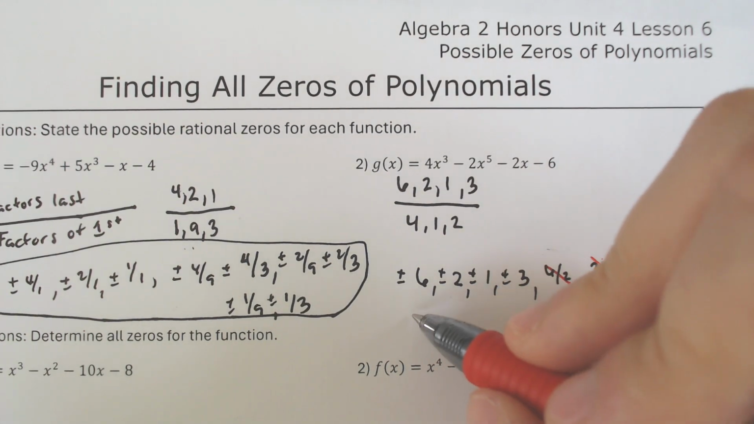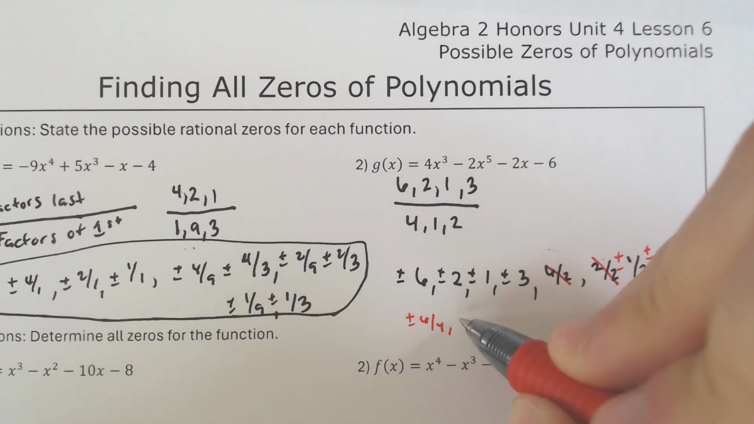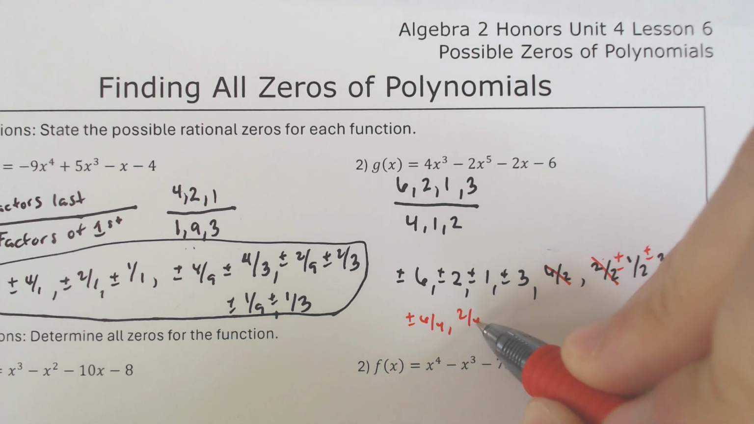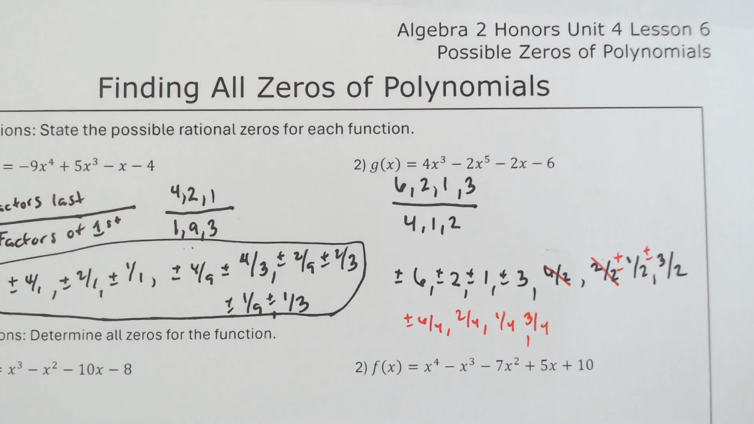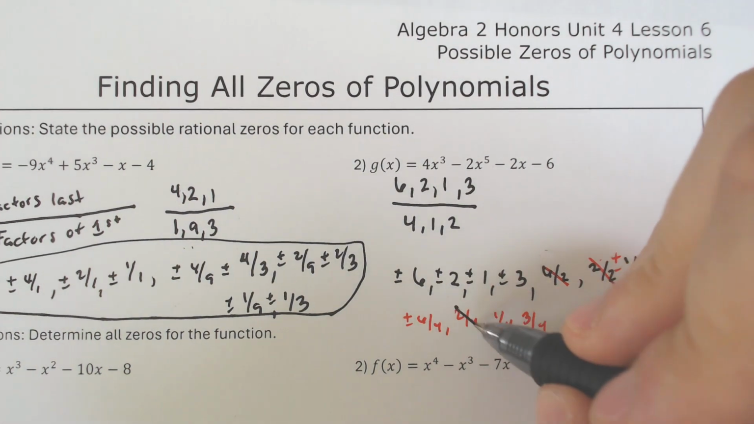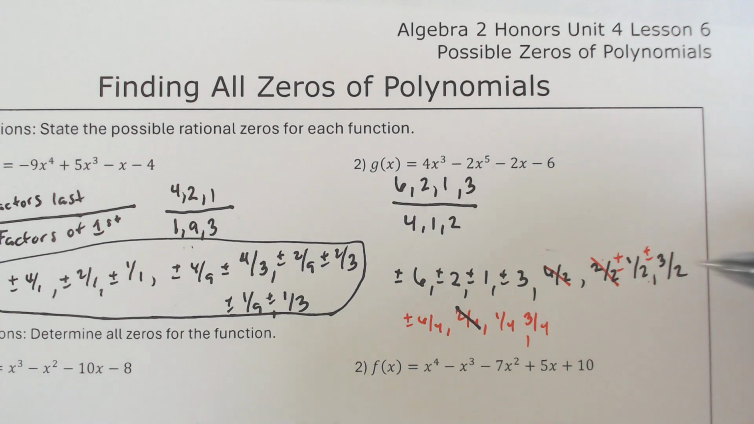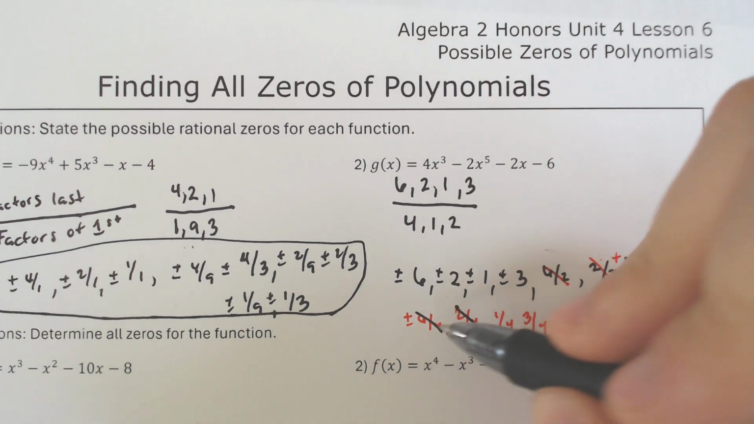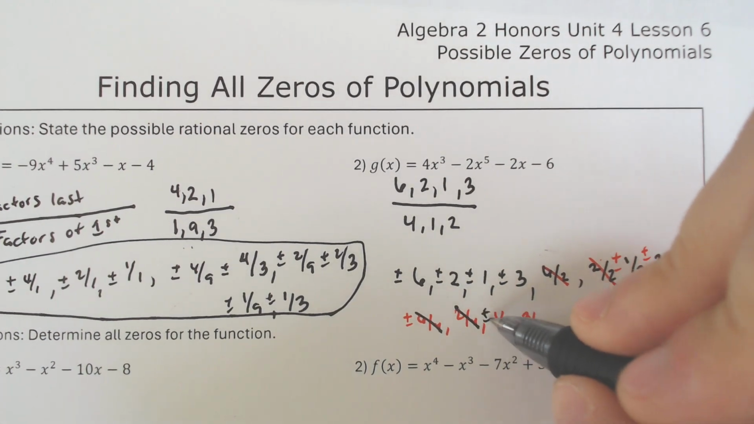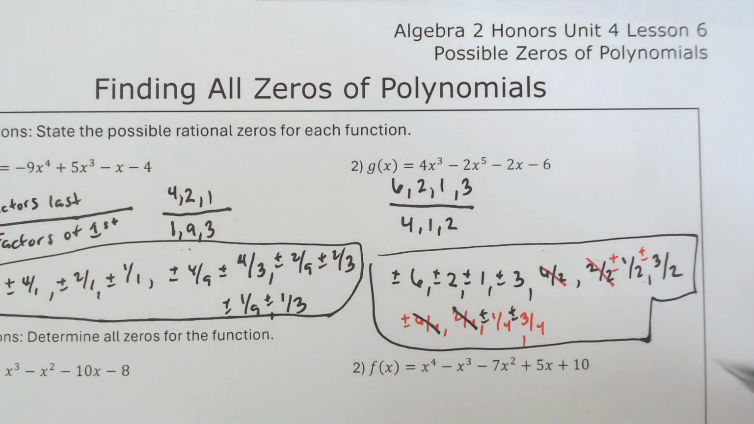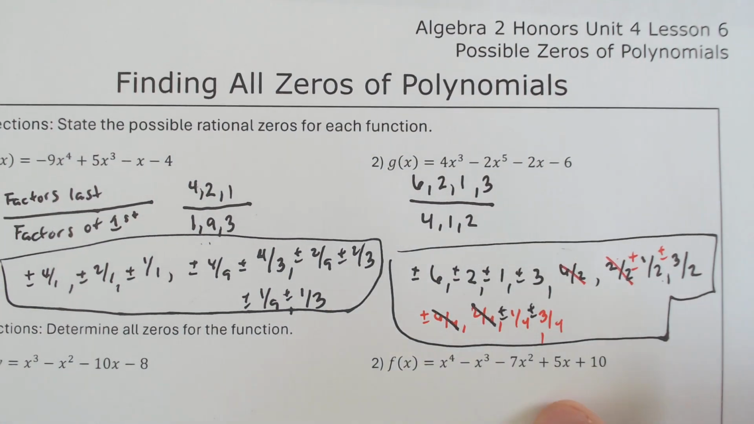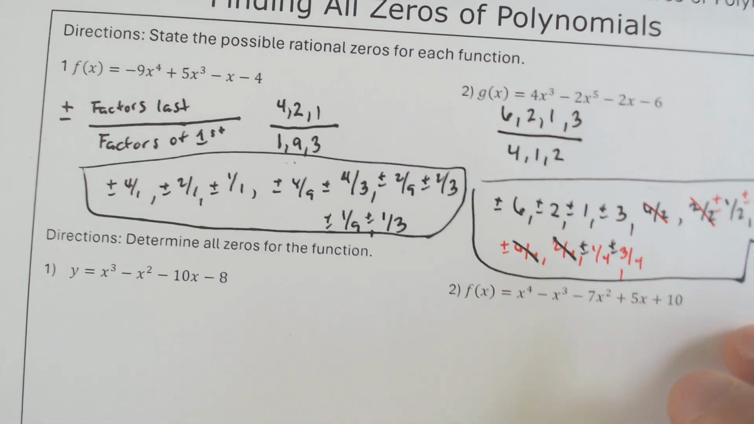Now let's put them all over 4. We got plus or minus 6 over 4. We got plus or minus 2 over 4, 1 over 4, and 3 over 4. Are any of those duplicates? The 2 over 4 is the same thing as 1/2. 6 over 4 is the same thing as 3 over 2. So technically you do not need those. And whatever is remaining would be your answer. Okay? You're welcome to write the duplicates, but you don't want to do it twice if you don't need to.